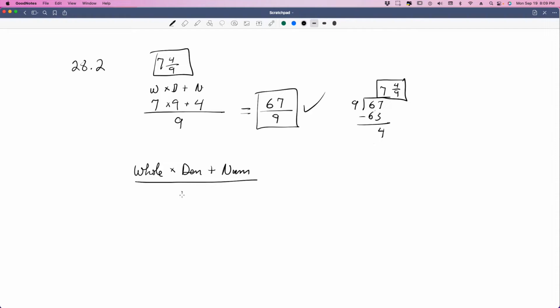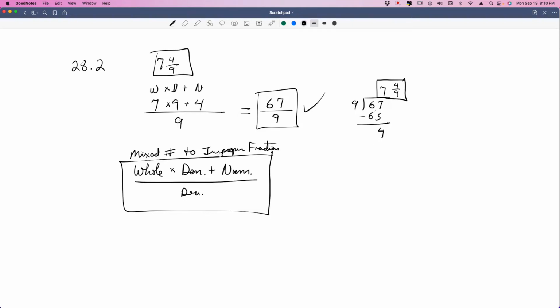Okay? That is your formula for changing a mixed number to an improper fraction, which is what we prefer to have in algebra. We prefer the improper fraction.